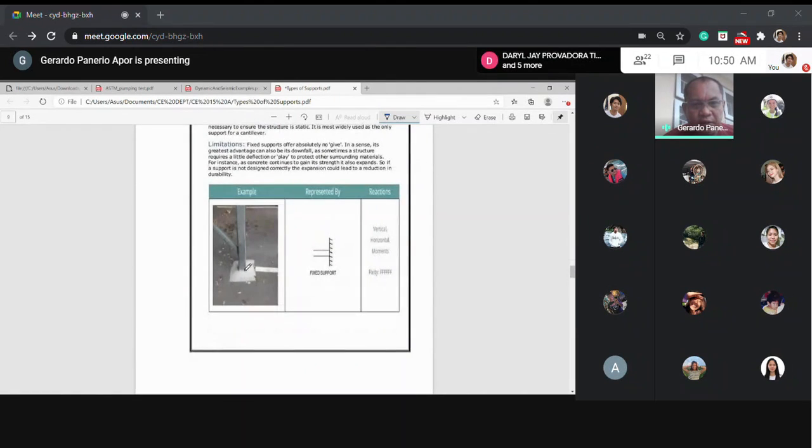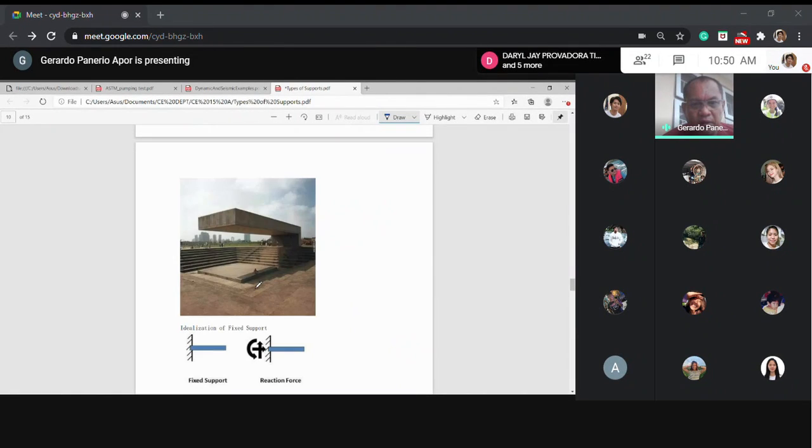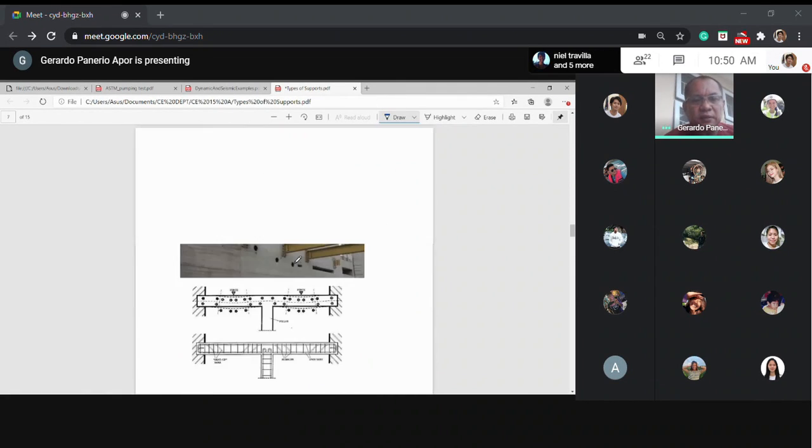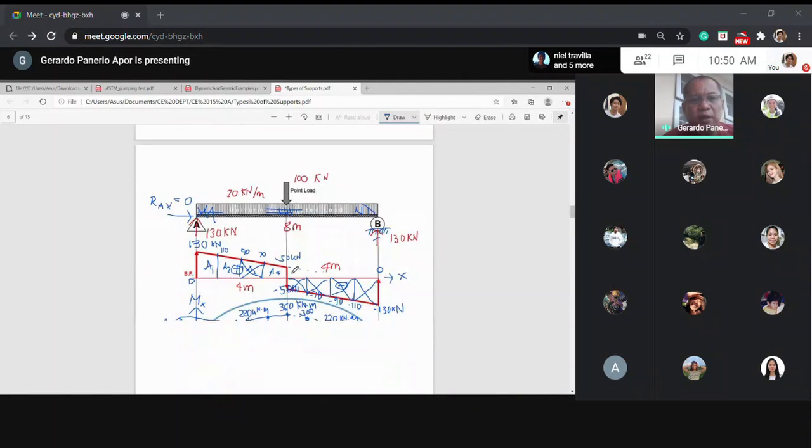Again, this is fixed. This one is a cantilever beam. A cantilever beam is also fixed on the other side. It's not pin connected somewhere here. If this is pin, this point should be on the ground. Now we need to idealize so that we can analyze.